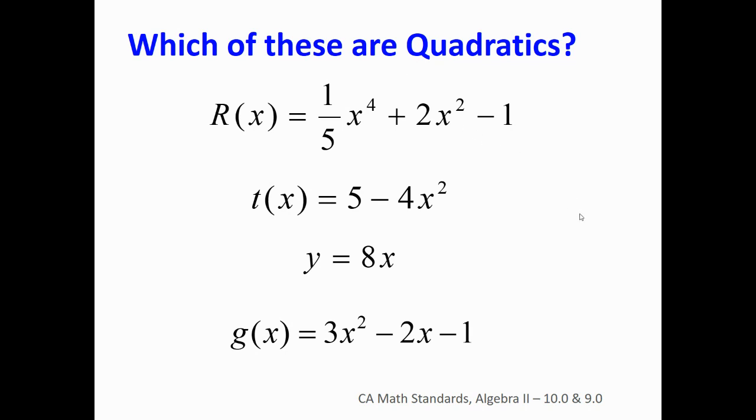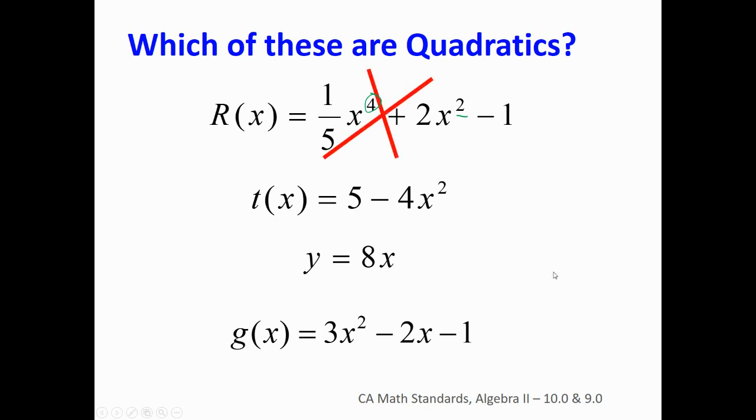All right, so is the r of x one a quadratic? No, you can see that it has an x to the 4th in it. So that x to the 4th, if I back up and get that off the screen, this 4 makes it not a quadratic. Remember, the x squared term has to be the highest power. So that's why this one was a no.